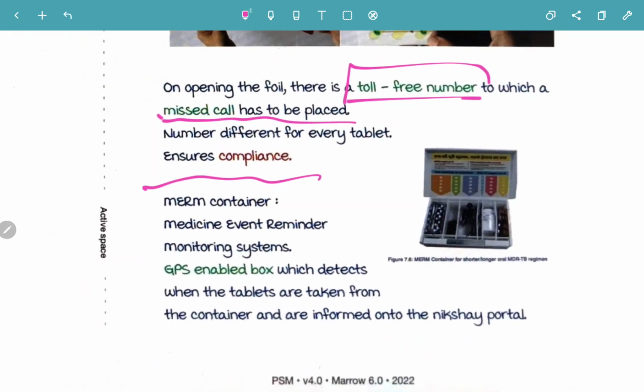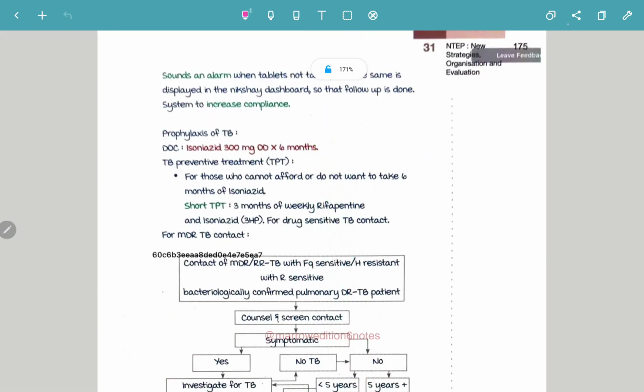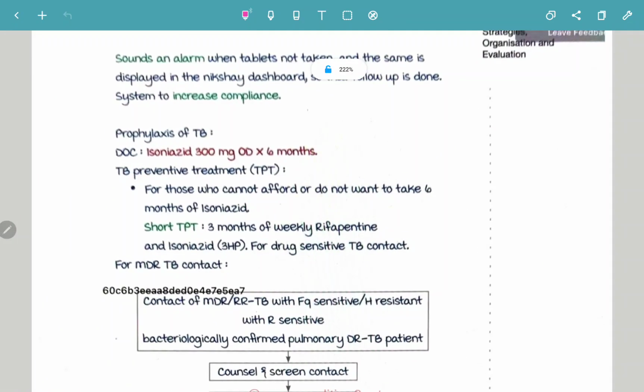What is MERM container? Medicine Event Reminder Monitoring System. It is a GPS enabled box which detects when the tablets are taken from the container and informs the NIKSHAY portal. It sounds an alarm when the tablets are not taken, and the same is displayed in the NIKSHAY dashboard so that follow-up is done. The system is to increase compliance again.